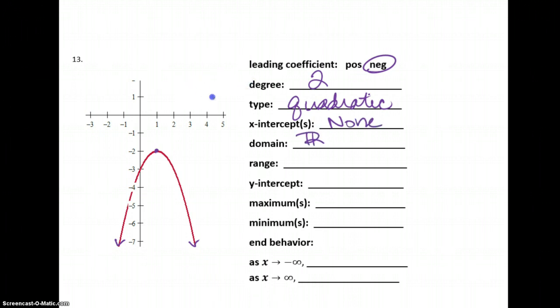The domain is all real numbers. Range, y is less than or equal to -2. Our y-intercept would be at 0, -3. Our maximum at 1, -2. There is no minimum value. And since both of the arrows are pointing down on the left and the right, as x goes to negative infinity, y goes to negative infinity on both sides.